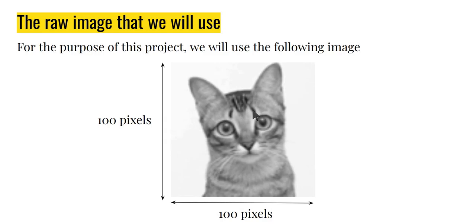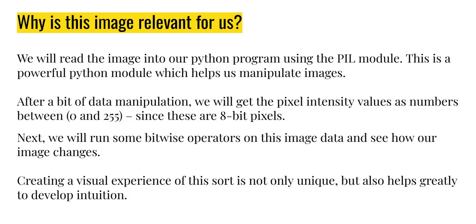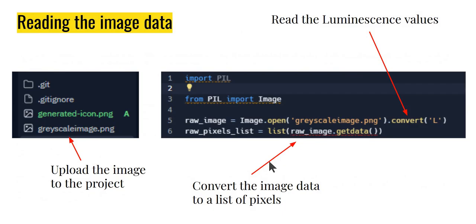Now, when we do these bitwise operators, these values will change and we'll be able to see it very, very vividly over here. So, I read this image using, let's say, this library called PIL, and I import Image. I just basically convert this into L. L means luminescence, which means I'm reading this like a monochrome image.